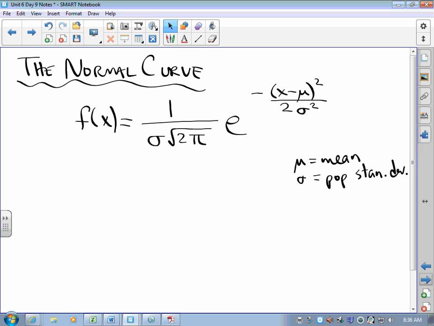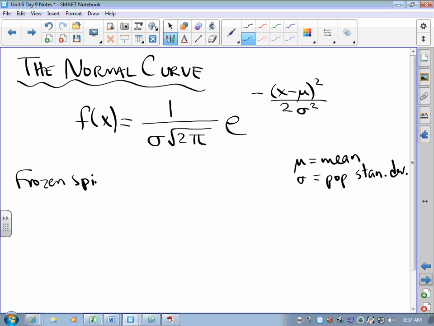This function is how your calculator finds all those probabilities, where you would punch in buttons and say, what is the probability of getting between this number and this number? If this is the mean and that's the standard deviation, your calculator sets up the equation of a normal curve and integrates it. That's what it does.